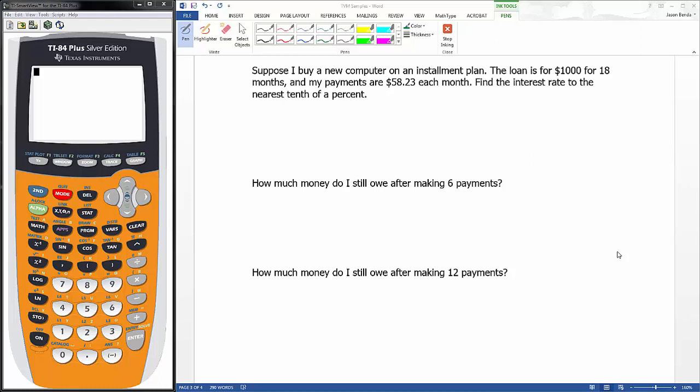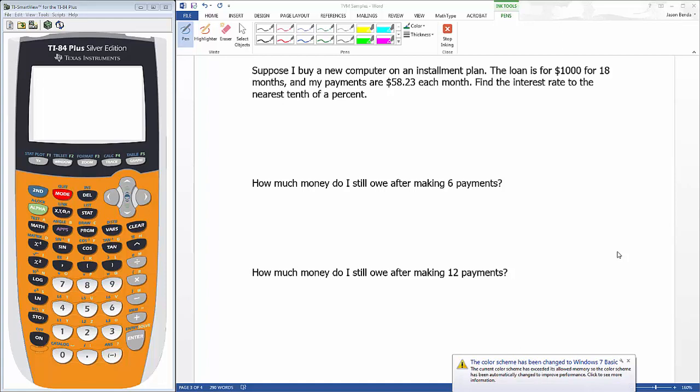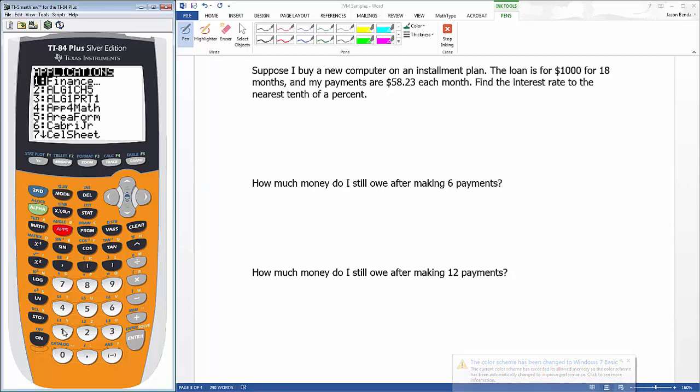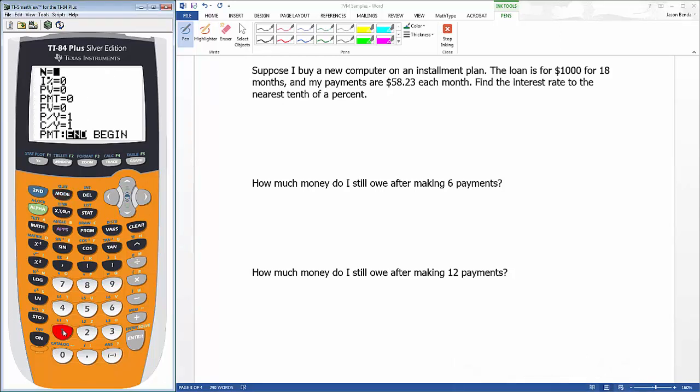So here are my third set of examples using the TVM Solver. We're going to look at buying something on an installment plan. We're going to look at how much money we still owe after some time. So again, I'm going to go into the TVM Solver, Applications, Finance, TVM Solver. I'm going to look at the problem.